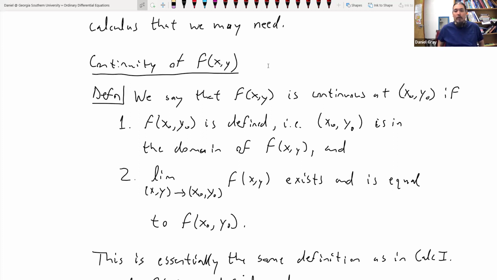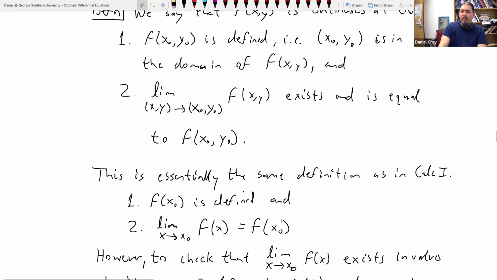The limit as x goes to x0 of f of x has to exist and has to be equal to f of x0. And fortunately, it's pretty much the same definition for multivariable calculus, right? So we say that f of x, y is continuous at x0, y0 if, 1, f of x0, y0 is defined, right? So we can plug in x0, y0 into the function. And 2, the limit as x, y approaches x0, y0 of f of x, y exists and is equal to f of x0, y0, right? So, like I said, this is essentially the same definition as in Calc 1.